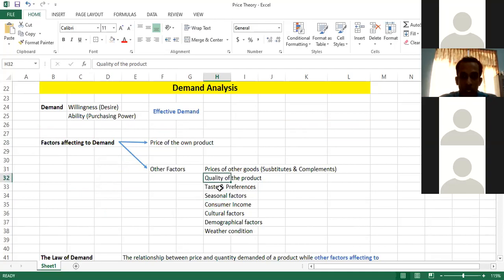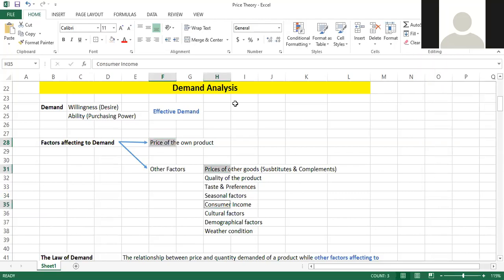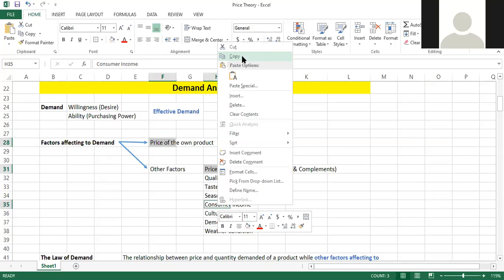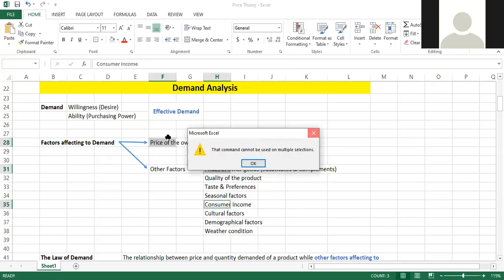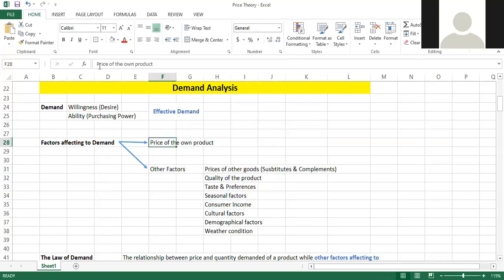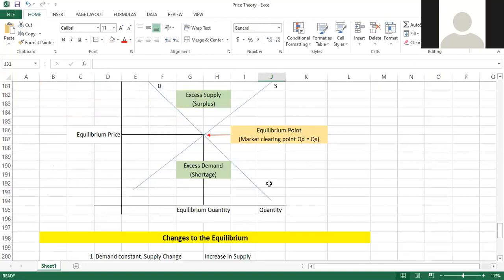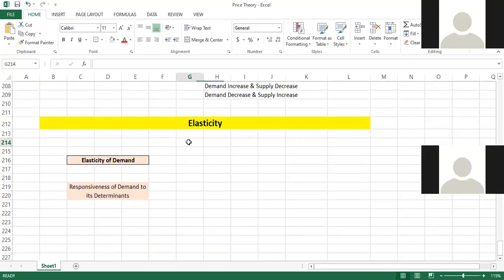For example, quality of the product. We can't measure what the change in quality is, so that cannot be measured, right? That's why we mainly consider these factors: price of the own product, prices of the other products, and consumer income. Those are the main factors we consider in order to analyze elasticity of demand. So elasticity of demand is mainly analyzed with respect to three main factors, right?